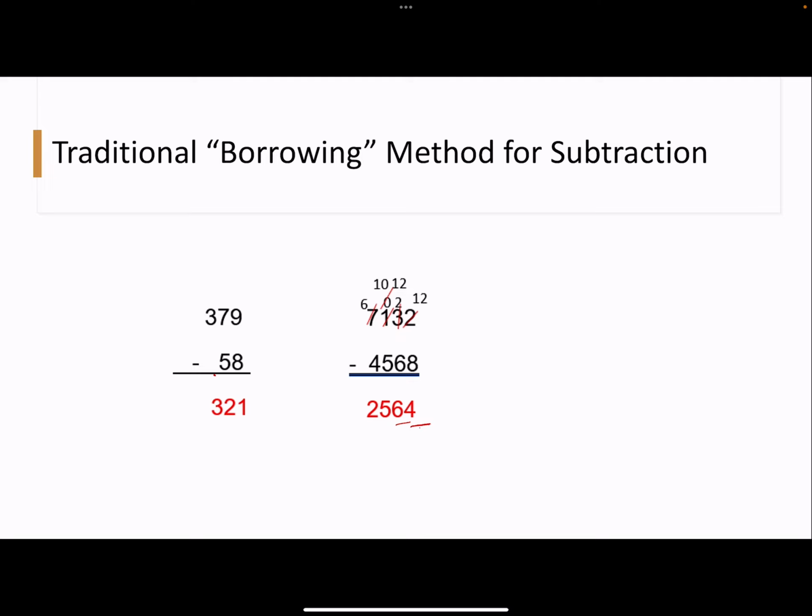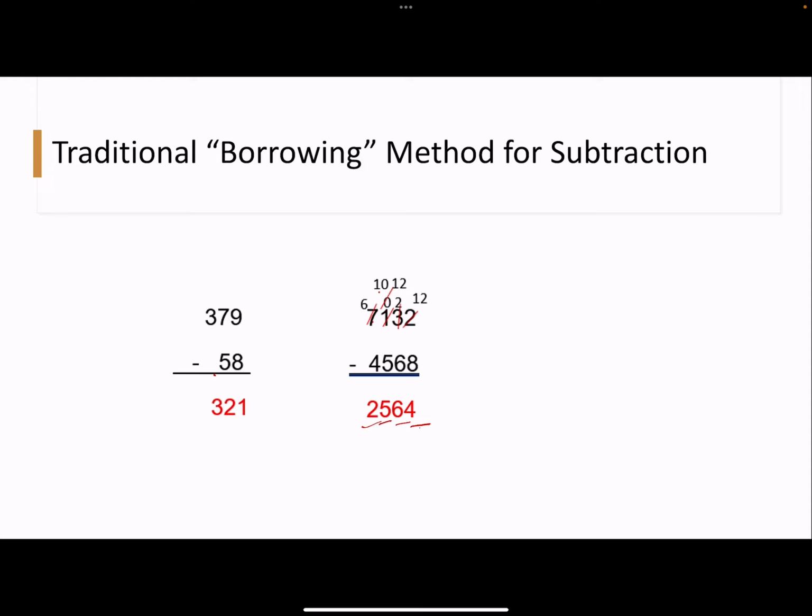When I go to the hundreds place, I again cannot subtract 5 from 0. So I'm going to have to borrow from the 7 in the thousands place. It becomes 6. So I'm going to add 10 to the hundreds place. 0 plus 10 is 10. And now I can subtract 5 from 10. And I get 5. And then I finish up. 6 minus 4 is 2.